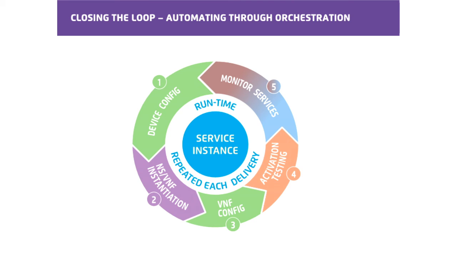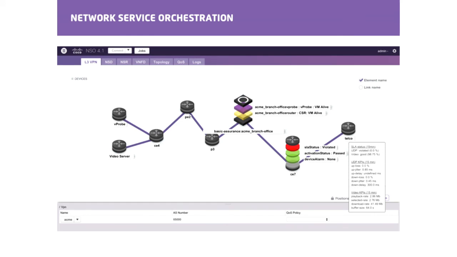So based on the data model, we drive the activation testing. Once that is done, we hand over to constant SLA monitoring. So we configure the assurance system. Here's the VPN, here's the endpoints, here are the SLA parameters. Please measure the KPIs directly and match them against the SLA. So this is the circle, and this is the way it looks like in NSO.